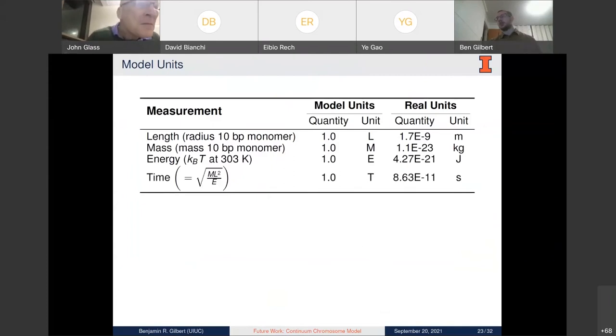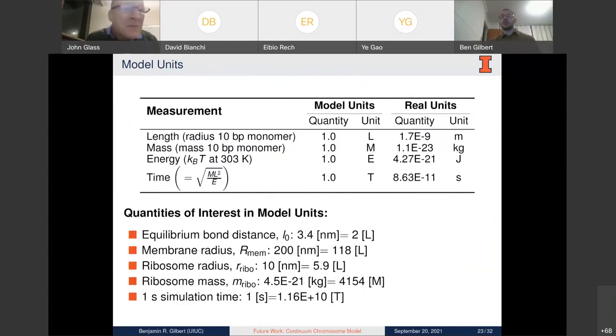And so there are self-consistent units used in this model, and we would like to couple it to the actual whole cell simulation. The unit of most interest is how long 1 second of simulation time takes in the time units used by the simulation. So it's a little over 10 billion steps. So that'll be a challenge that we need to get worked out.